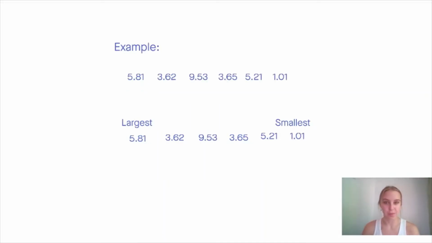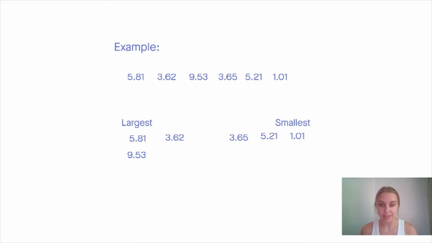Let's go through an example. So here we have a set of numbers: 5.81, 3.62, 9.53, 3.65, 5.21, and 1.01. So we want to order them from the largest to the smallest. So first, let's look at the digit that is the furthest to the left to decide which one is the largest. So if we go through them, 5, 3, 9, 3, 5, and 1, we know that 9 must be the biggest, so we put that over here.